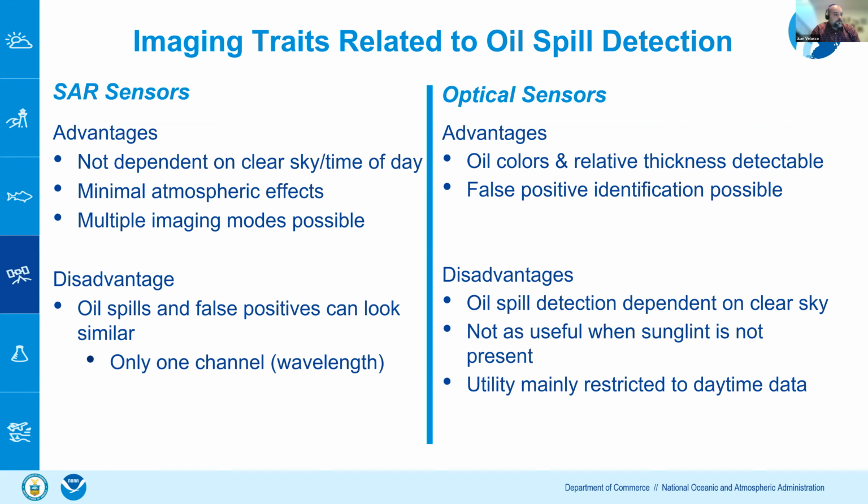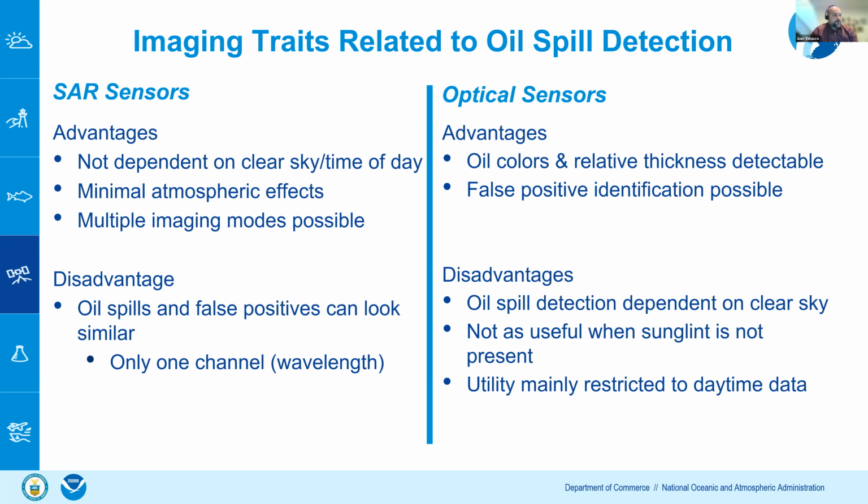Optical sensor advantages are that we can see oil colors. We can see details about a slick if we have a true color composite available. We can also derive some information about the thickness itself, not how thick it is, but just different colors, different sheens. And we can rule out false positives because we do have access to more bands. We can make false color composites and rule out vegetation, for example.